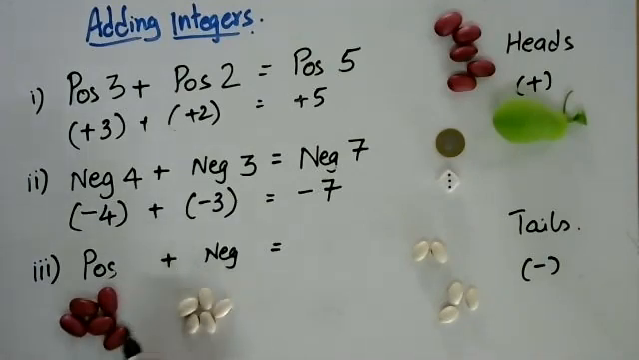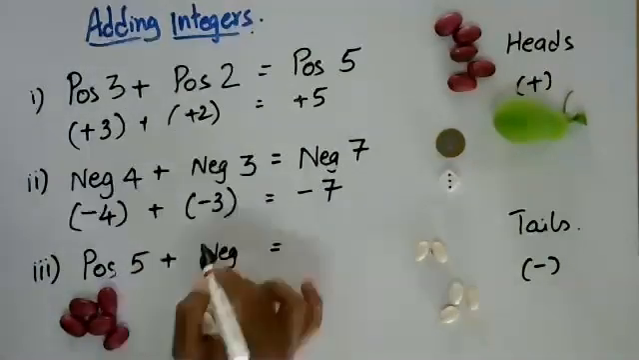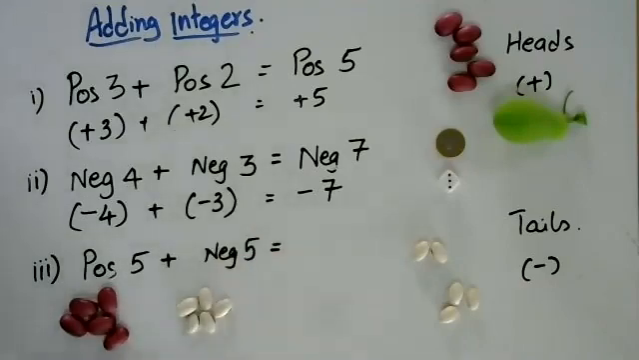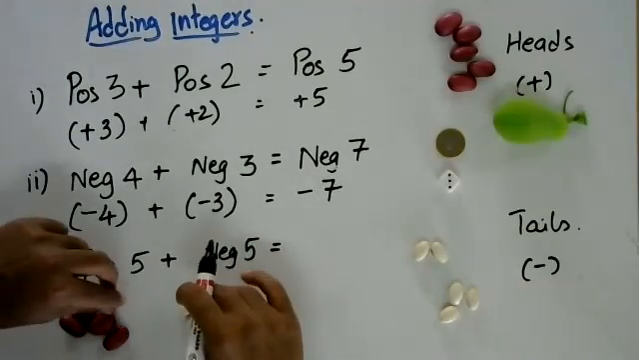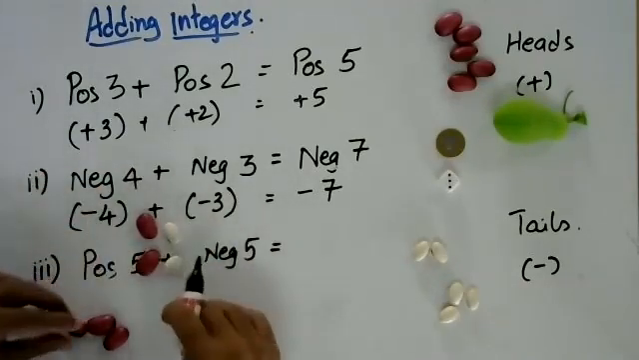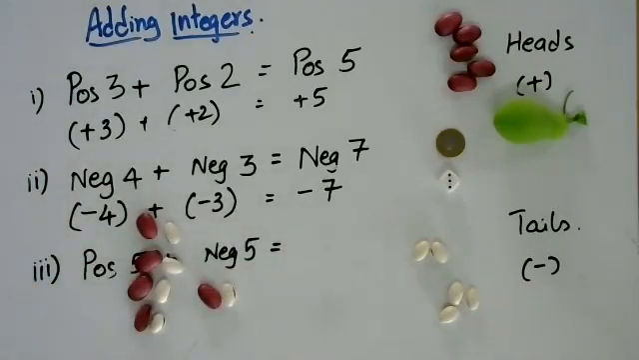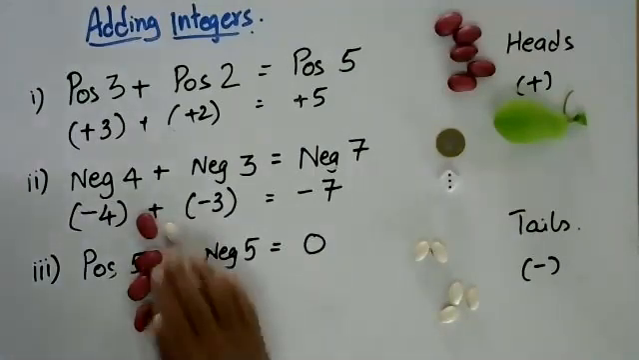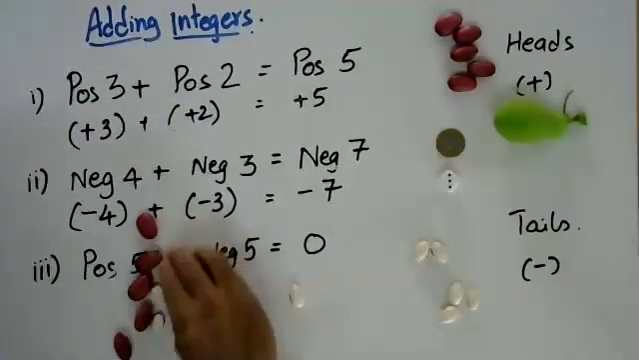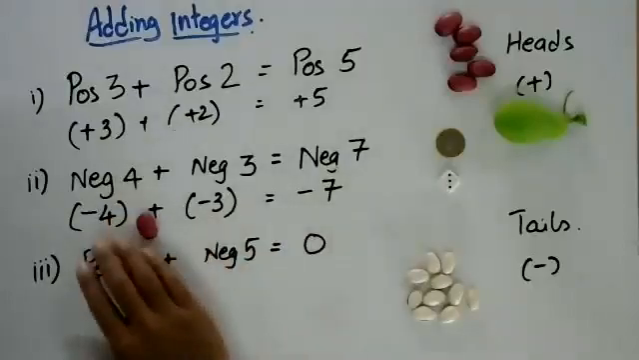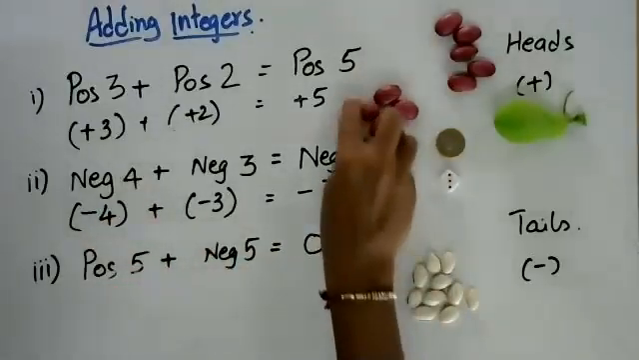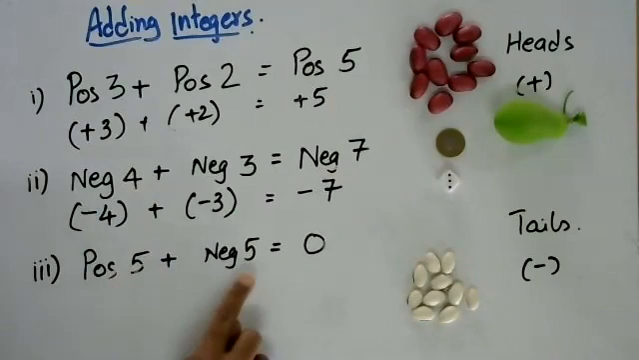So the first example is 5 positives plus 5 negatives, okay? And what happens is the way we did it, right? So there we paired it. So when we pair everything, nothing is left. So the answer is 0. It's neither positive nor negative, it's neutral. Now let's look at another possibility, because now what can happen is that the positive can be bigger than the negative. Okay, so that is also possible.